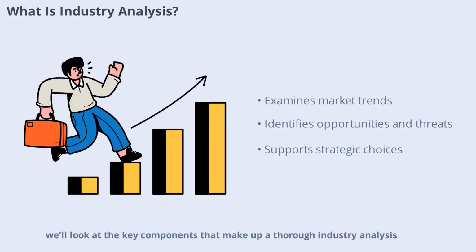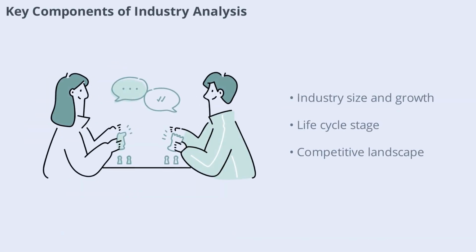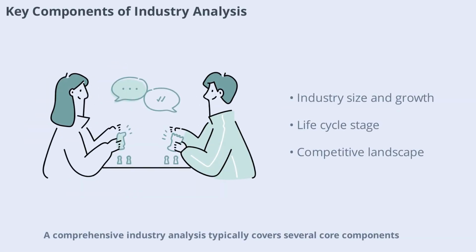Next, we'll look at the key components that make up a thorough industry analysis. Comprehensive industry analysis typically covers several core components. These include the size and growth rate of the industry, the stage of its life cycle, key success factors, and the overall competitive landscape. Analysts also consider regulatory influences, technological changes, and the bargaining power of buyers and suppliers. By systematically evaluating these elements, businesses can uncover hidden risks and potential areas for innovation.